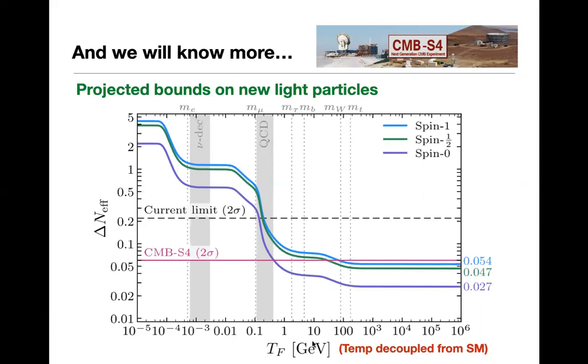And this temperature at the bottom is the temperature at which these degrees of freedom, presumably beyond the standard model particles, decoupled from the standard model. So that's the temperature on the bottom line. So with CMB-S4 or something similar, this is the bound that we'll place on the change in the number of degrees of freedom. So if you have new light particles in your favorite particle physics model, these are the constraints that the new experiment will put on the presence of these particles in the future.